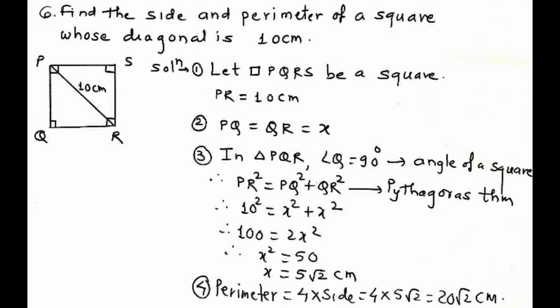Now I have to find out the perimeter. What is the perimeter of a square? Perimeter of a square is 4 into side. That is 4 into, substitute the value of side, 5 root 2. You will get perimeter of a square is equal to 20 root 2 centimeter.